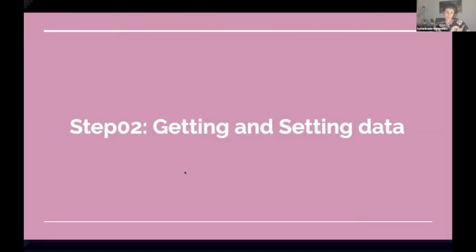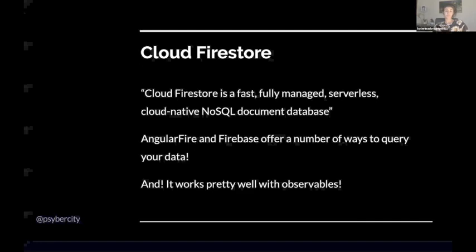Getting and setting data, the next step. So Cloud Firestore is a fast, fully managed, serverless, cloud-native, NoSQL document database. What does that mean exactly? The great thing about Cloud Firestore is that it is a database that is very fast, is real-time, and synchronizes data across all devices. And what does NoSQL mean?